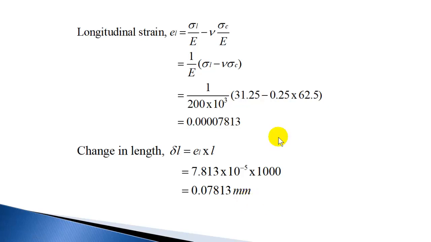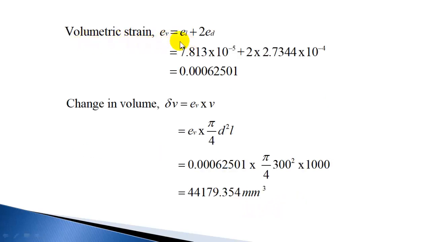So the dimensions of the cylinder have changed: diameter has increased, length has increased. Initial length was 1000 mm, now it is 1000.07813 mm. Even the diameter has increased. Now this will induce a volume change. Volumetric strain EV is equal to EL plus 2ED.